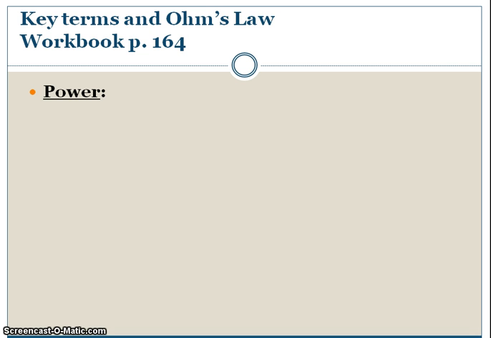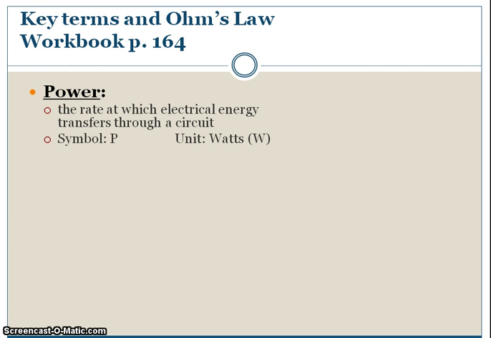Alright, so the next term is power. And we've already talked about power when we were in the motion unit, but we're going to talk about it here in terms of the rate at which electrical energy is getting transferred in a circuit. It'll be a capital P, and the unit that we've seen already is watts, or capital W. And we also have a relationship for power. It's going to be equal to the current I times the voltage V.